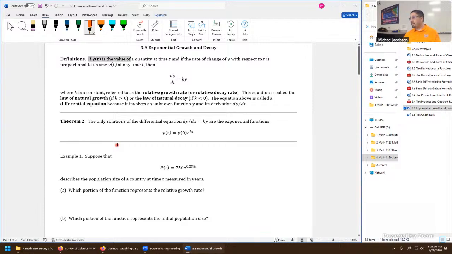If y of t is the value of a quantity at time t, maybe it's a population, maybe it's an amount of mass at a given time t, and if the rate of change of y with respect to t is proportional to its size y of t at any time t, then you get that. This is an interesting differential equation.